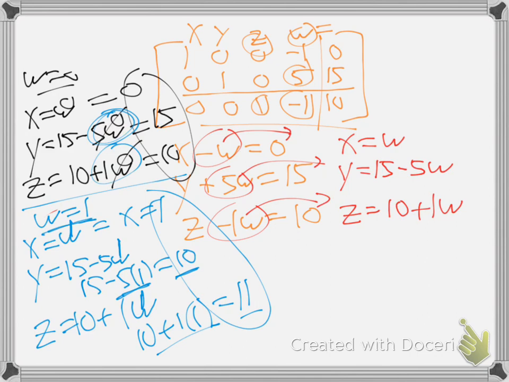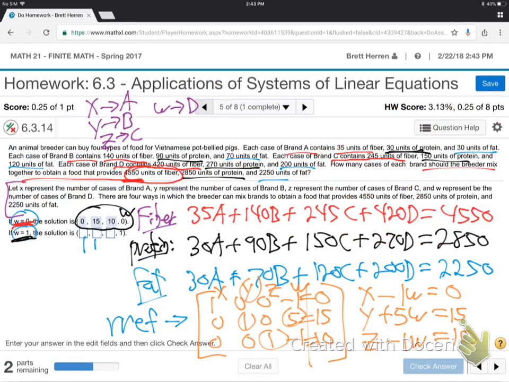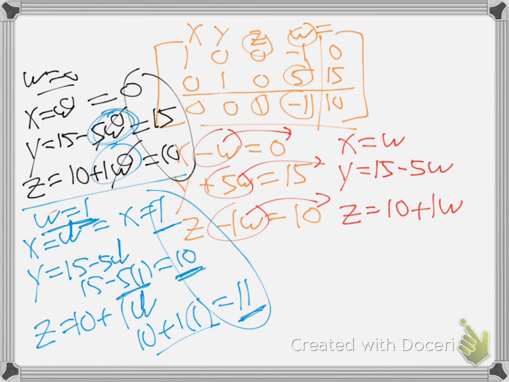And what was W? 1. So that would be the answer. X is 1, Y is 10, Z is 11, and W is 1. So that'd be 1, 10, 11, and they already have W is 1. Okay. Does that make sense on that? Yeah, it makes sense. How to do that?